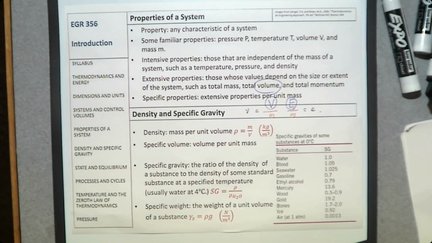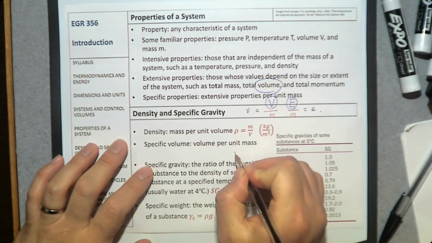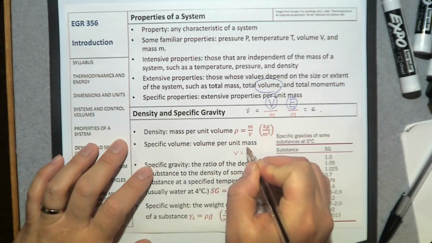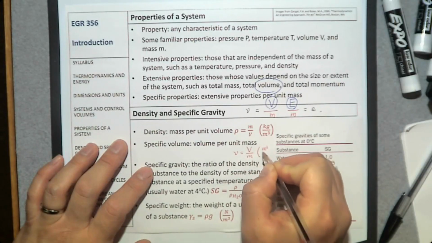Okay. So the specific volume in this case, lowercase v, is the actual volume divided by mass. The unit is going to be cubic meters per kilogram.